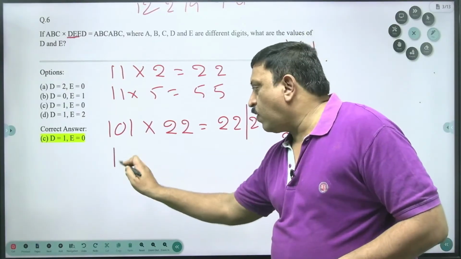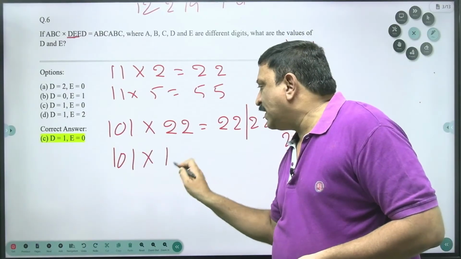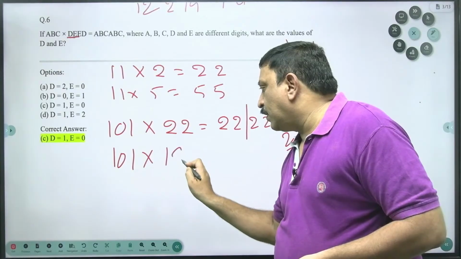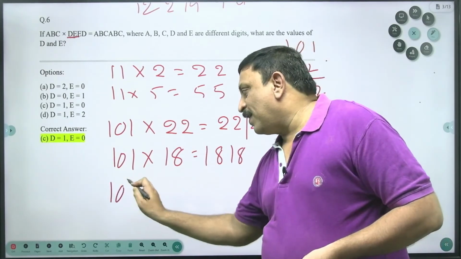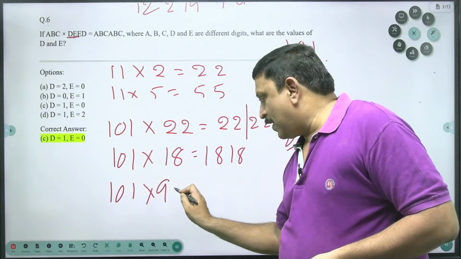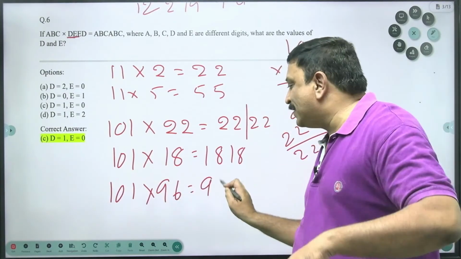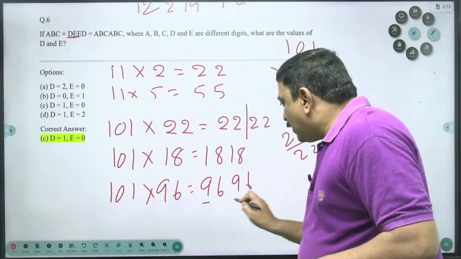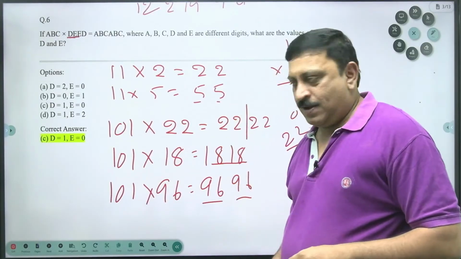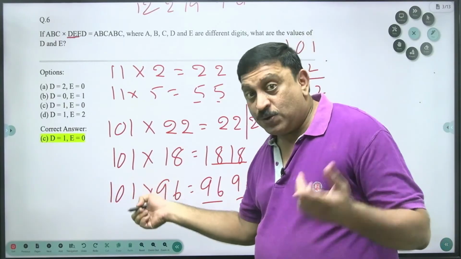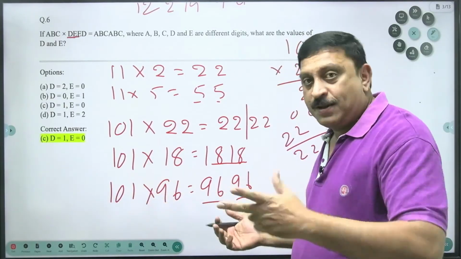Suppose 101 into 18, it becomes 1818. 101 into 96 is what? It is 9696. So this is where the double digits are repeated. Whenever it is 11, a single digit is repeated. Whenever the double digit has a 0 between, two digits are repeated.